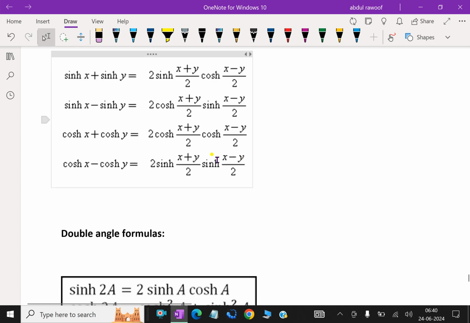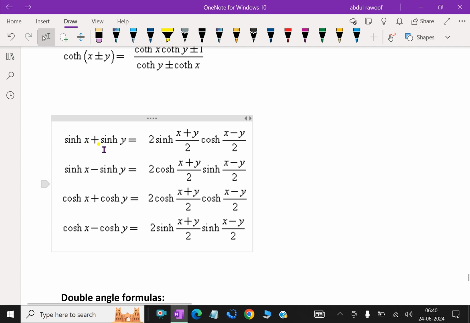Further identities, remember here: sinh x plus sinh y equals 2 sinh((x plus y)/2) cosh((x minus y)/2). Similarly, sinh x minus sinh y equals here. From these four things, if you remember, we can derive further things.